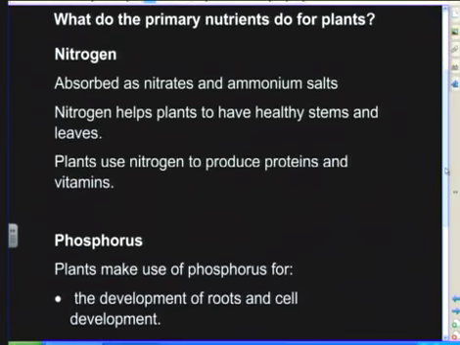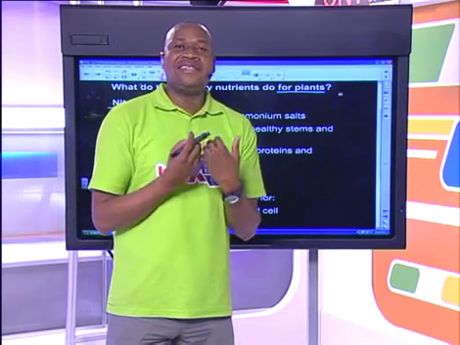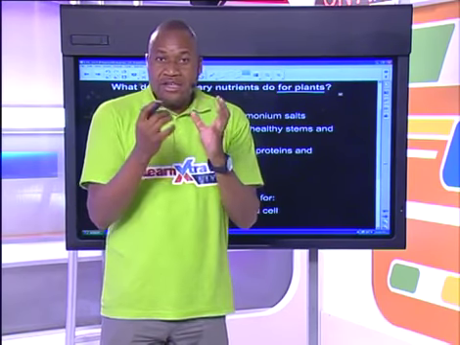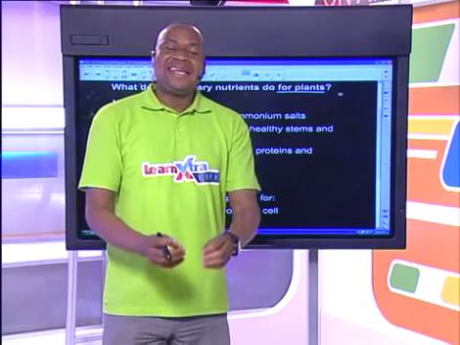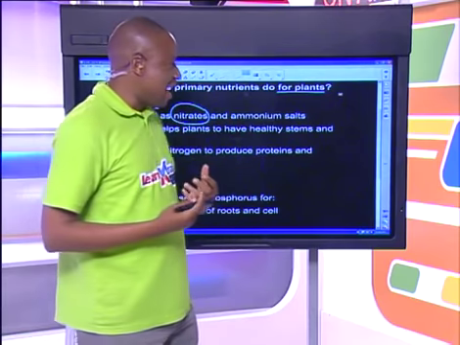What do the primary nutrients do for plants? Let's have a look at it. One of the primary nutrients, of course, is nitrogen. What does it do to plants? This nitrogen is absorbed as nitrates by plants. The plants do not take in this nutrient as is, N2, or as atoms of nitrogen, N. But they take it in as salts of nitrates.